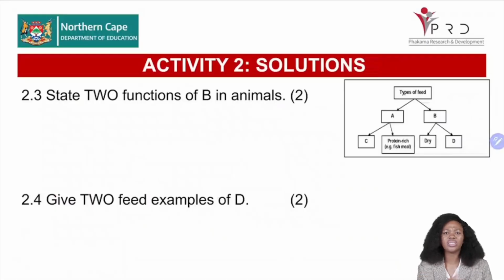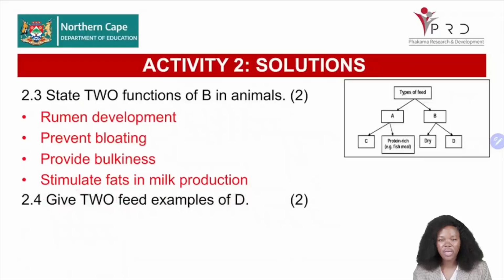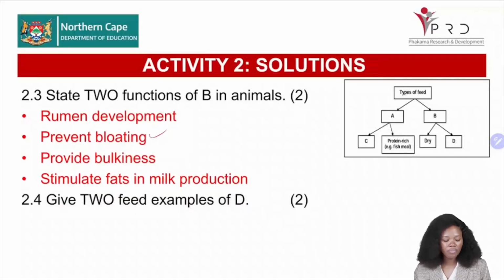You remember the answer was just generalizing and said in animals. So the functions of B, remember we said B is a roughage. Responsible for rumen development, provide bulkiness, and stimulates fats in milk production. It stimulates fats in milk production when animals that are lactating, that is animal reproduction, consume more roughage. Remember, roughage is rich in crude fiber.